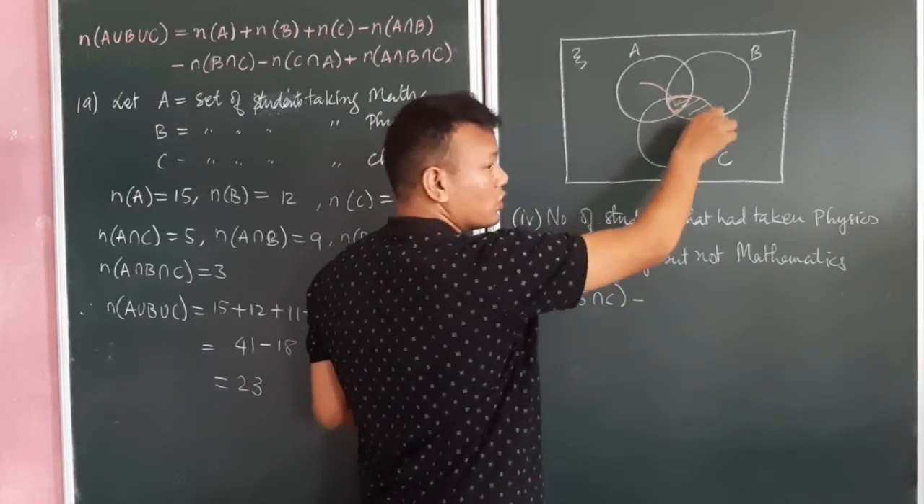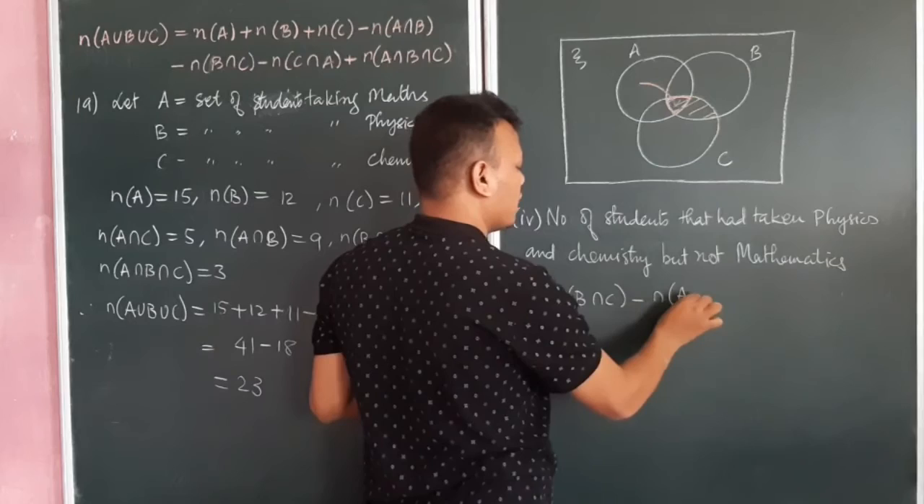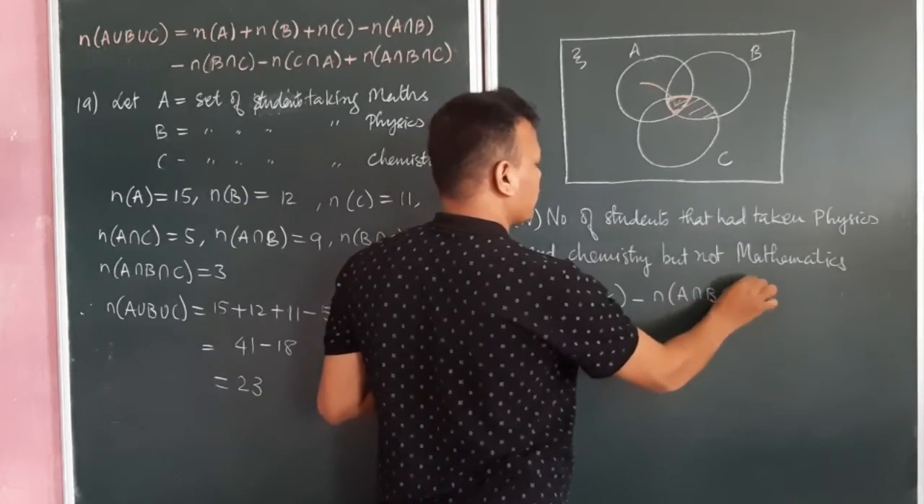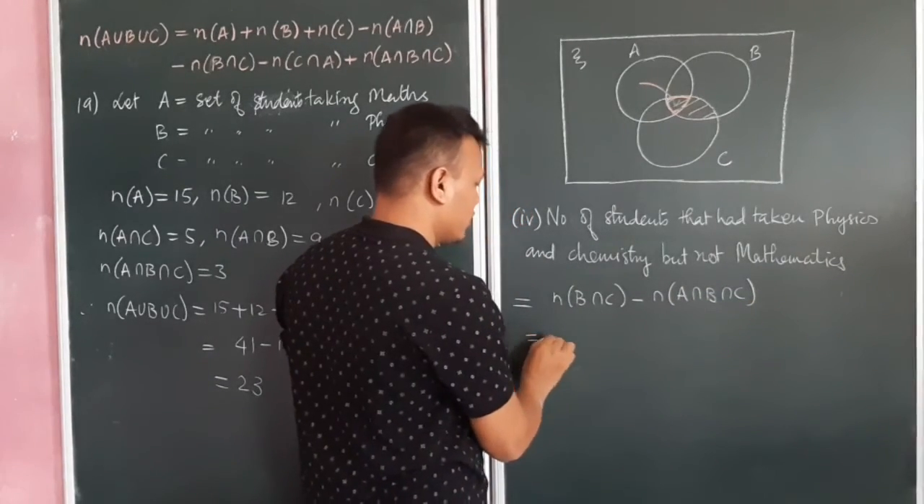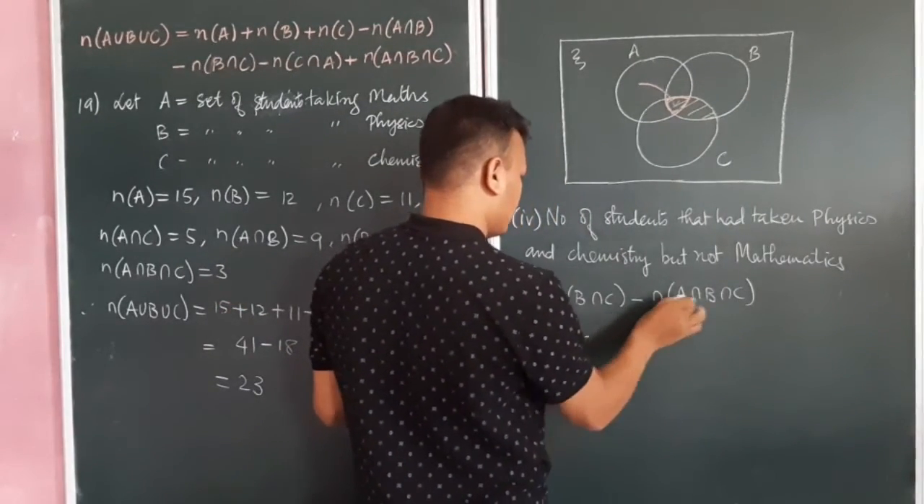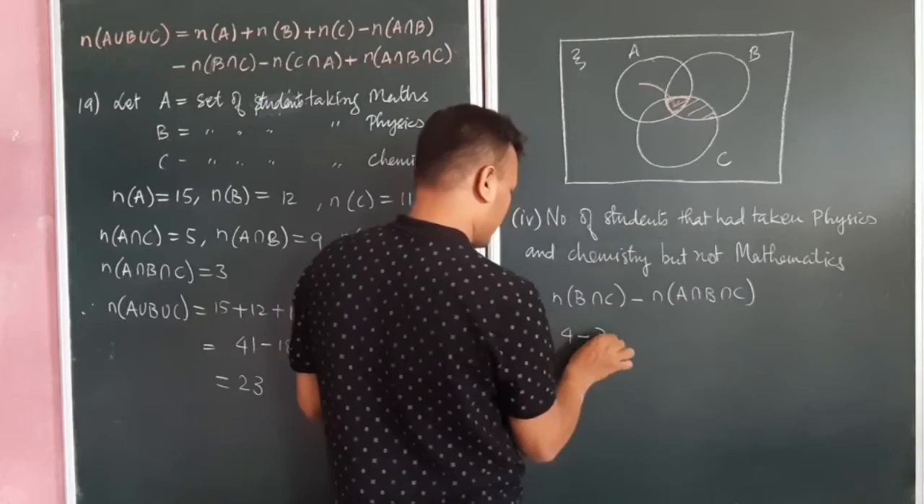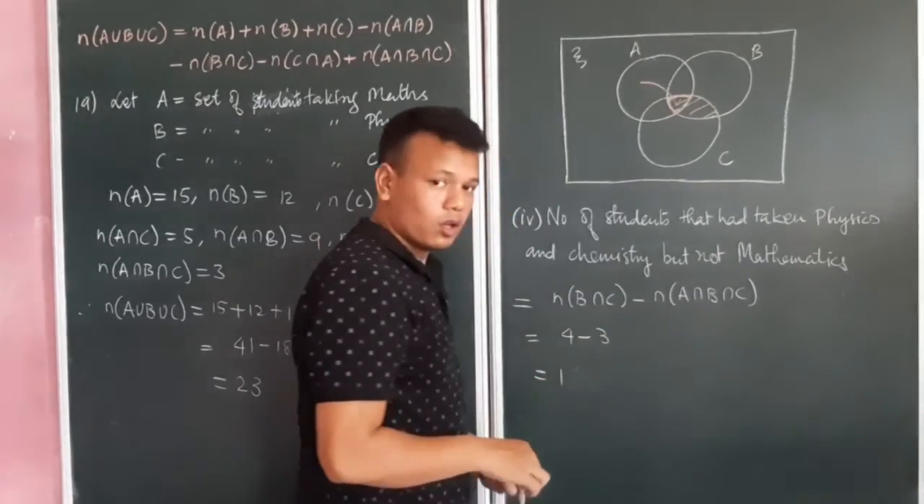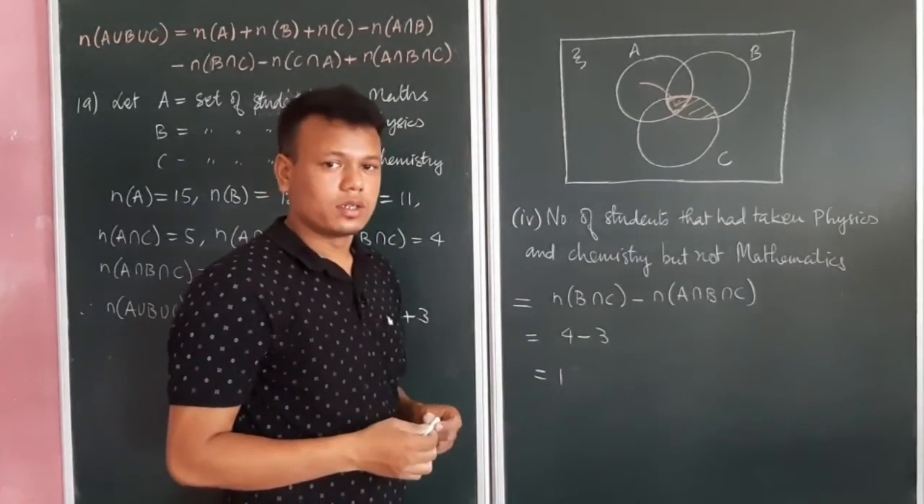This is common to all the three, right? So that's why this is n of A intersection B intersection C. I have to remove this. What is n of B intersection C? B intersection C is given to be 4, minus this, which is given to be 3. So my answer for this will turn out to be 1. Pause the video and note it down.